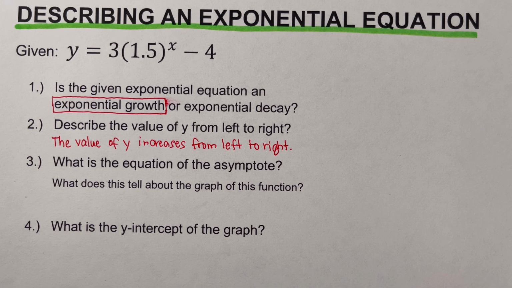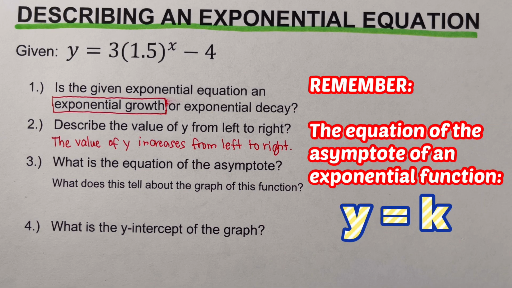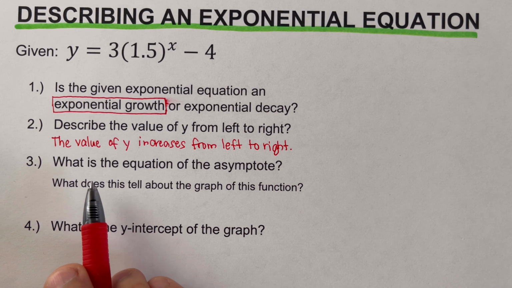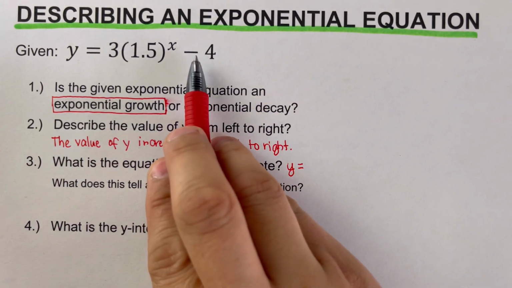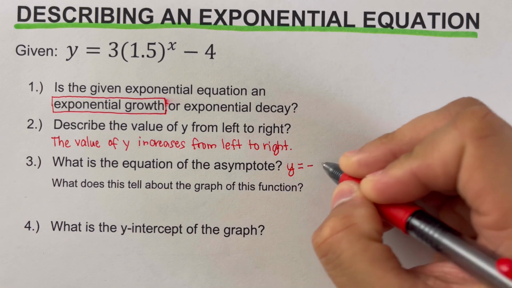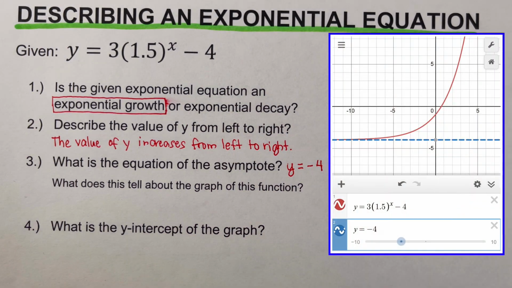What is the equation of the asymptote? We remember that the equation for the asymptote of an exponential function is y equals k. So in this problem right here, the equation for the asymptote would be y equals, again, remember our k is negative 4, so y is equal to negative 4. On the side, you will see the graph of this equation, y equals 3 parentheses 1.5 raised to the power x minus 4, and its asymptote y is equal to negative 4.